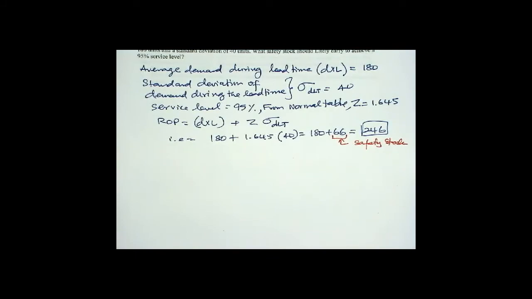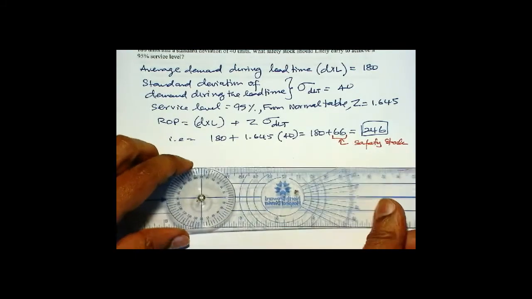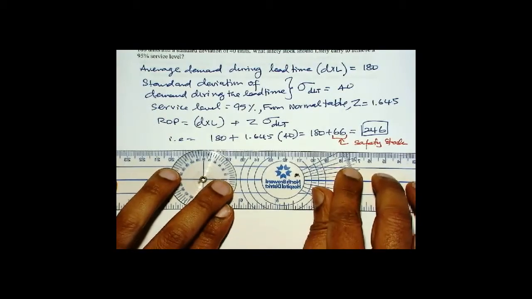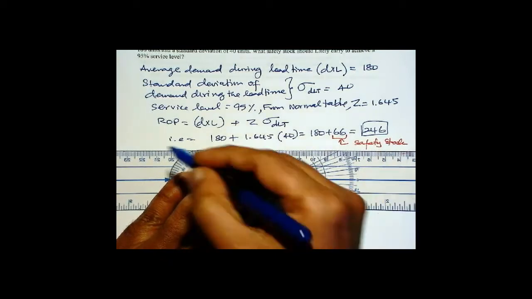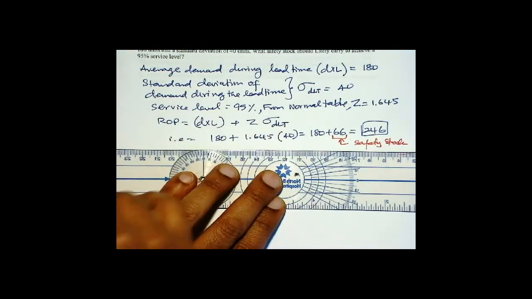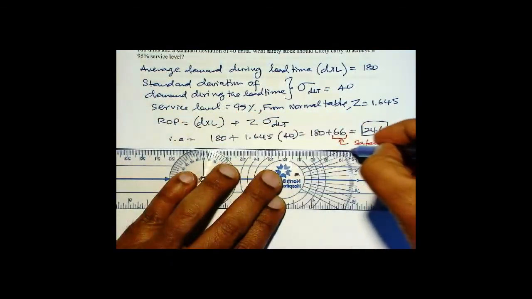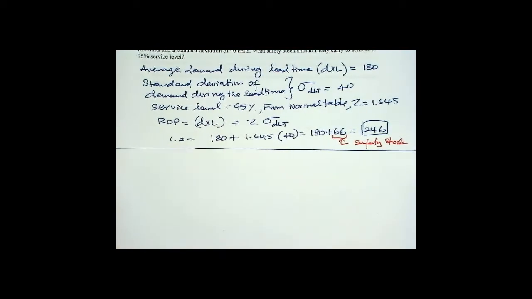Now here we were given the sigma sub DLT as 40, but often you will not have that value given. You will have the demand and sigma sub D for one period is what you will have. So let's look at what formulas we need.